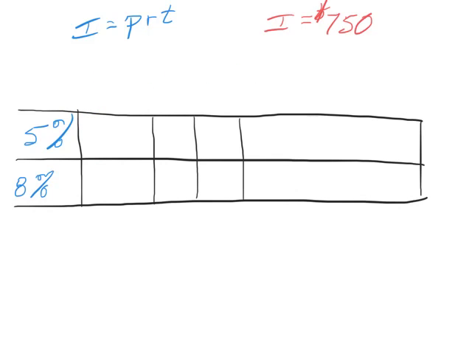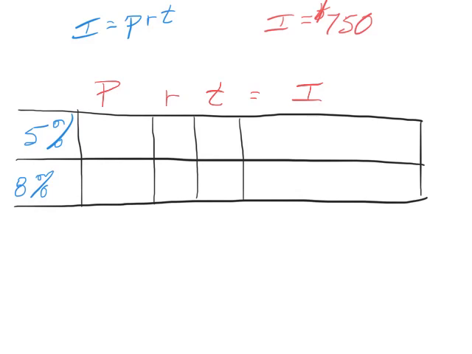Okay, so there's my table. I'm going to look at this row here with my money invested at 5% and this row with my money invested at 8%. So across the top we need to do our PRT. So we're going to use this as my principal. We're going to use this as my interest rate. This is my time. And this as my I, because that's what I'm trying to find. So my principal at 5%, I have no idea, because that's one of the things I'm looking for. And my principal at 8%, I have no idea.